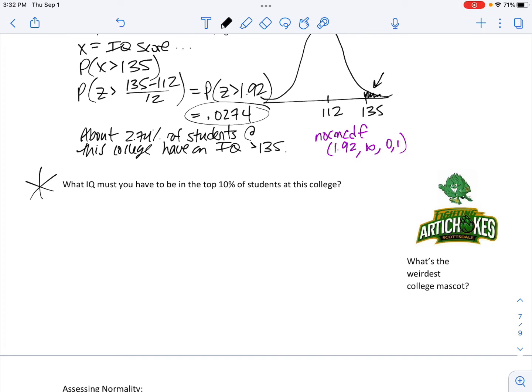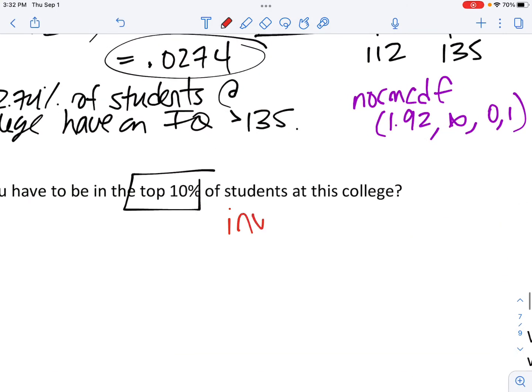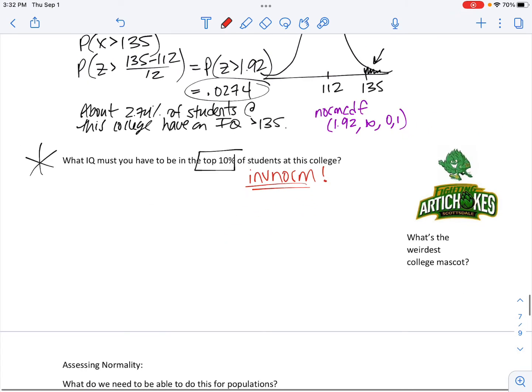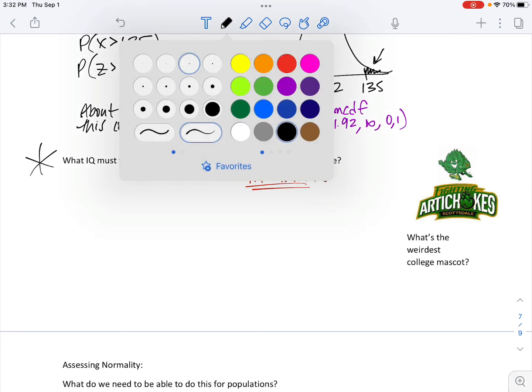What IQ must you have to be in the top 10%? Does this jump out at you as an inverse norm question? We have the percentage. In all the other questions, we were looking for the percentage. In this case, we have the percentage. This is when you're going to use that other button in your calculator. So pay close attention on this one.